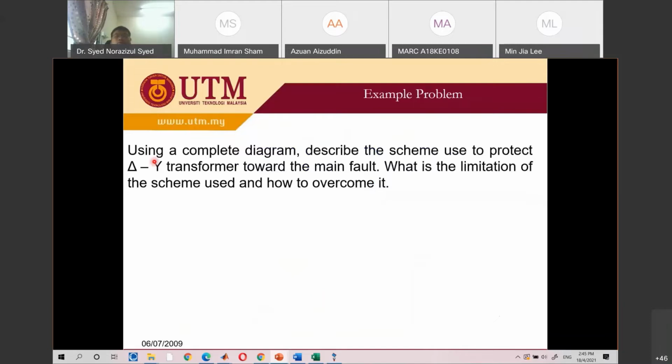Using a complete diagram, describe the scheme used to protect a delta star transformer against the main fault. What is the limitation of the scheme used and how can it be overcome?